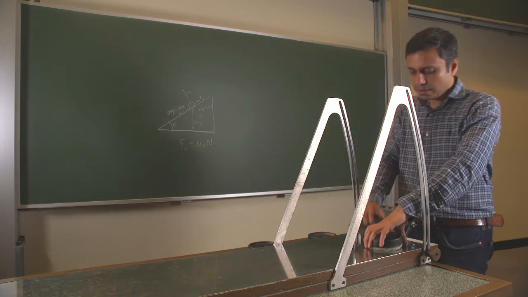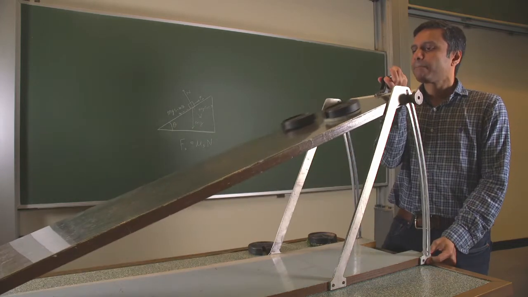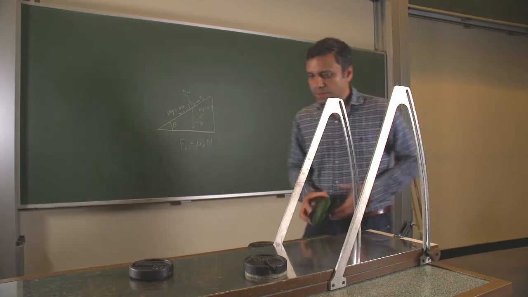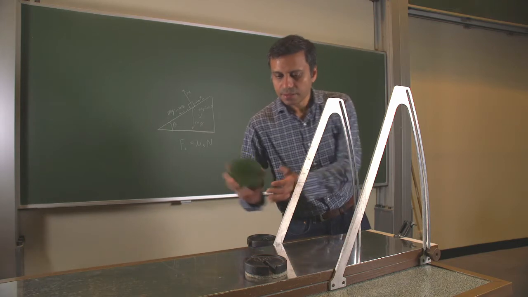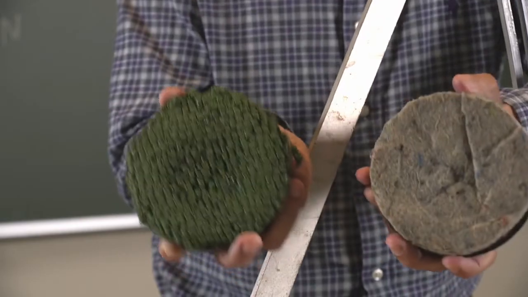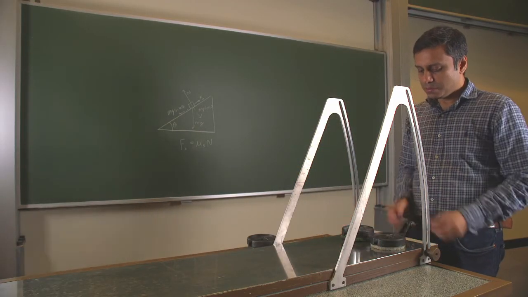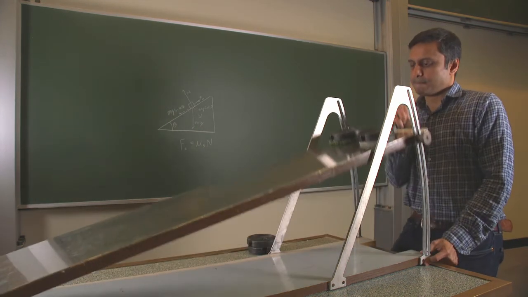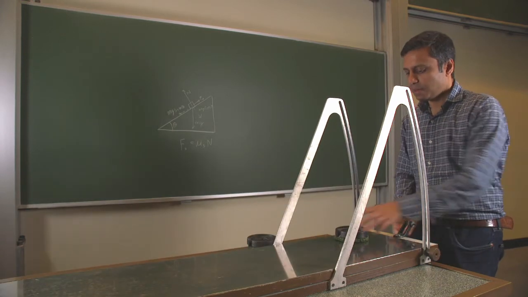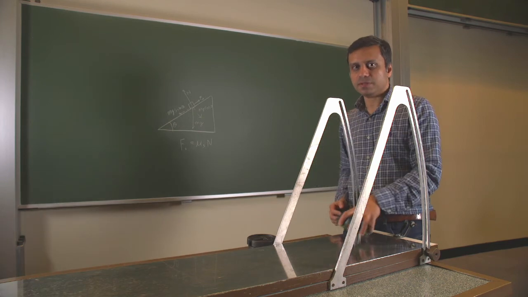We can try this again. And now let me use another mass. So this has a surface that is even more rugged than this. So this has an even higher mu_s. And now let me raise these two masses. So one begins to move, the other doesn't, because mu_s is larger. The coefficient of static friction is larger because of the rugged surface.